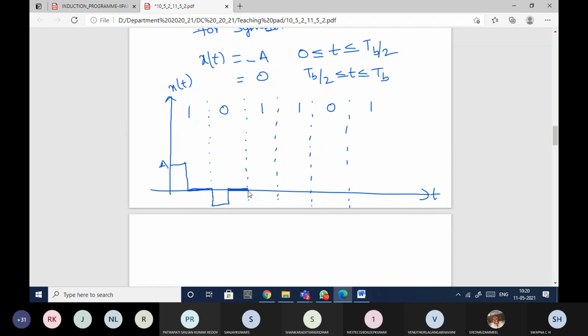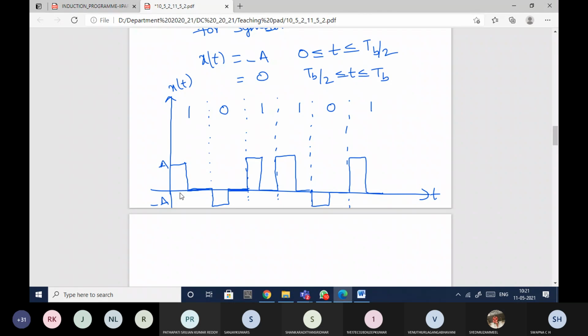Okay, so 0 again. After that it will be 0. Next 1, in the sense positive, then 0. Next again positive A, then 0. I have a 0, so negative A, and then 0. 1, so positive A, and then 0. So this is how the polar RZ will be represented. Okay, so hope it is clear. Is this clear to all of you? Yes ma'am.